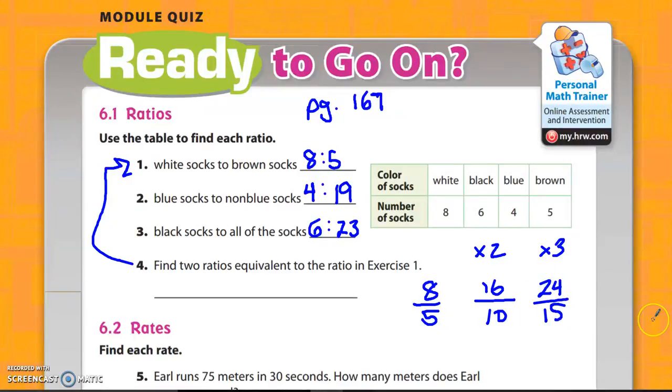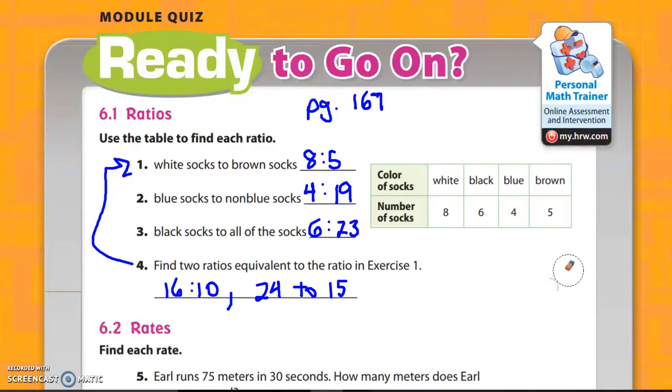So those both work. And I could write those as fractions. I could actually write them using a colon if I wanted to. I could write them as 16 to 10. I could write them as 24, I could use the colon or I could use the word to, 24 to 15. All of those answers work. Or like I said, I could have left them as a fraction. But those 4 answers all look really good. Go ahead and try the next set. When you're done, you can check your answers.